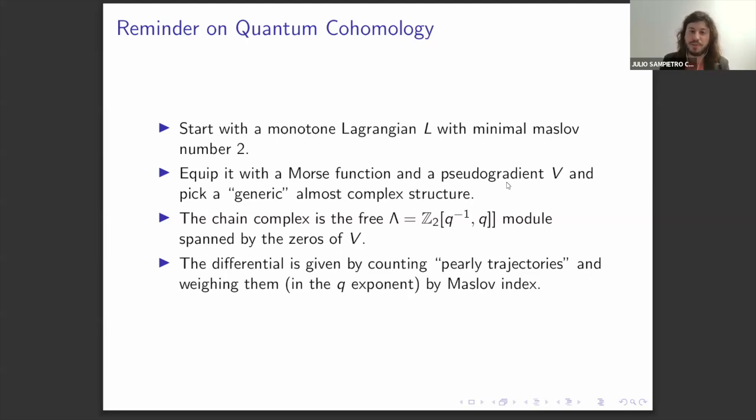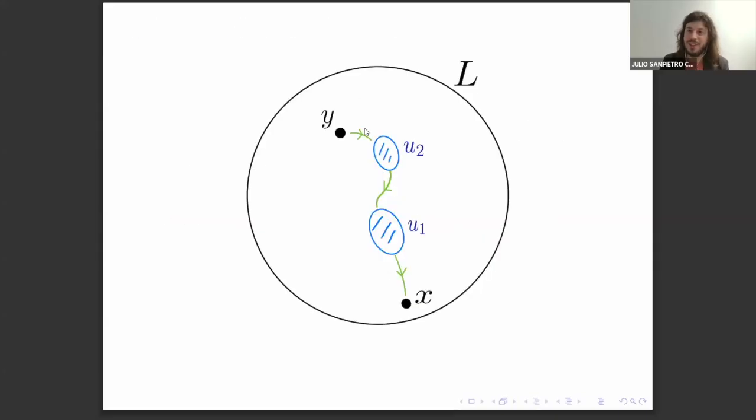So what is a pearly trajectory? Essentially, I'm just going to show a picture. It's a configuration like this. So this is a pearly trajectory from X to Y, and not from Y to X, because we're doing cohomology, but that's not so important. So I flow via the gradient flow. Then eventually I can choose to have a holomorphic disk, and it lands in some point, and then I can follow the gradient for a finite amount of time, and then I do so again, and then I just flow until I reach the other critical point. And the rigid count of this is going to be a finite count.